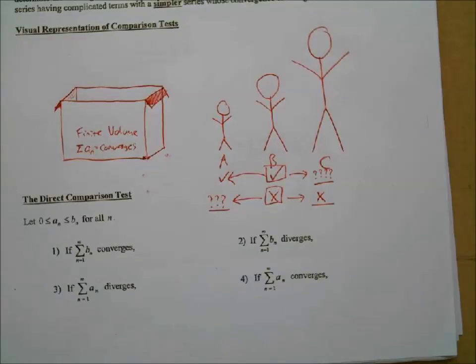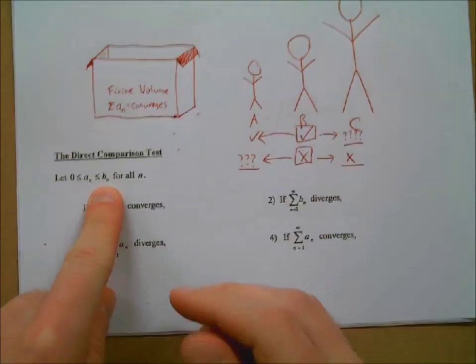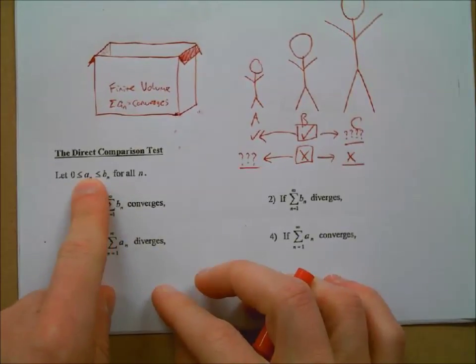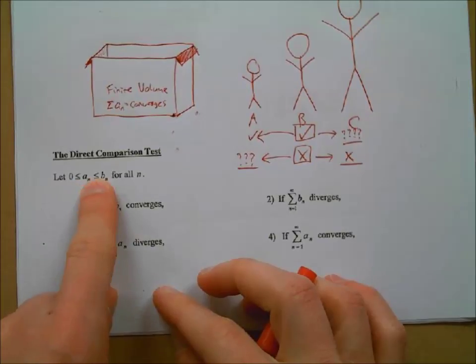Okay. This is the essence of the direct comparison test, which we're going to look at first, and then we'll also talk about a development of the direct comparison test called the limit comparison test. So what we just did here was what would be called a direct comparison. So here is the direct comparison test. In this scenario, we have 0 less than or equal to A sub n, which is less than or equal to B sub n.